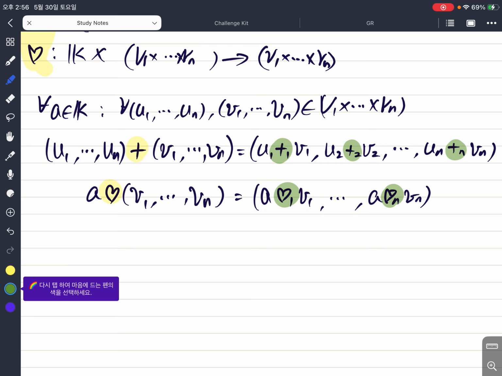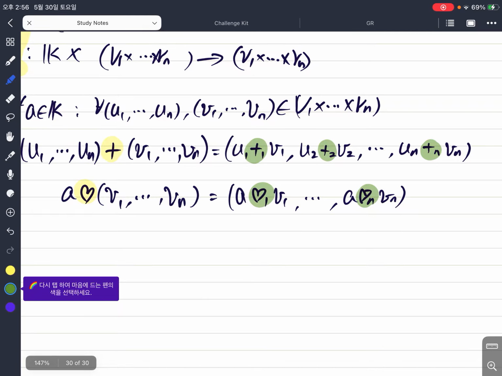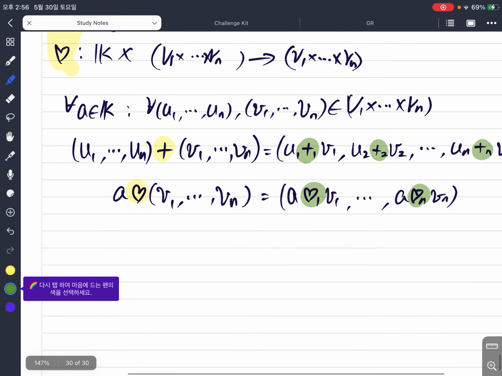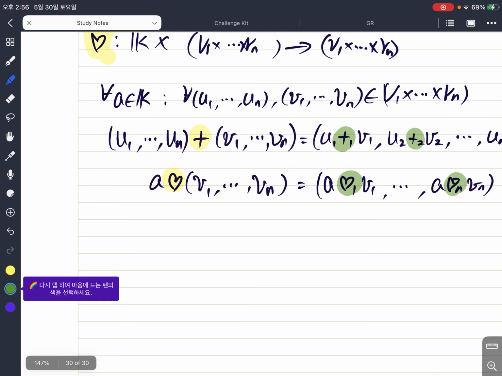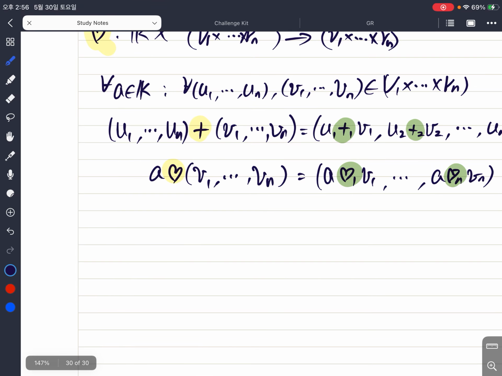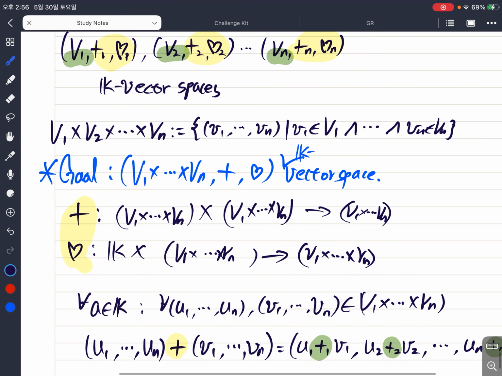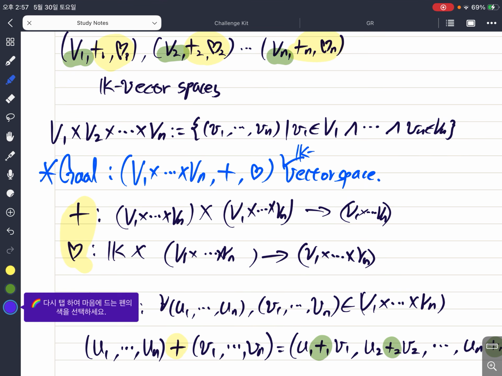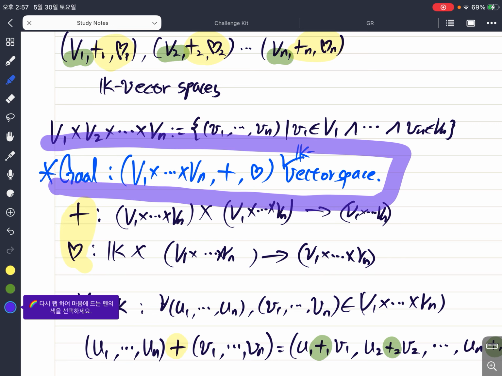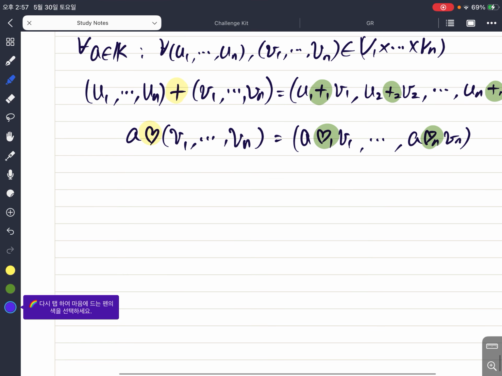So now we have proper addition and scalar multiplication, and of course these satisfy all the vector space axioms, because each of the green ones satisfies the vector space axioms. The whole set should satisfy them. If you don't believe it, you can check, but I don't want to check. So now we have shown that the Cartesian product is really a vector space.